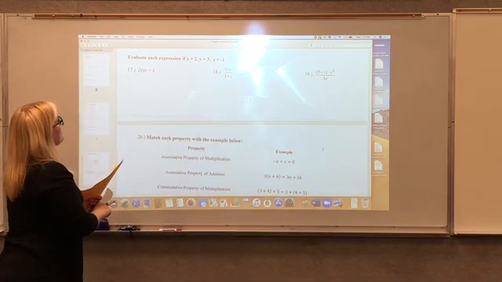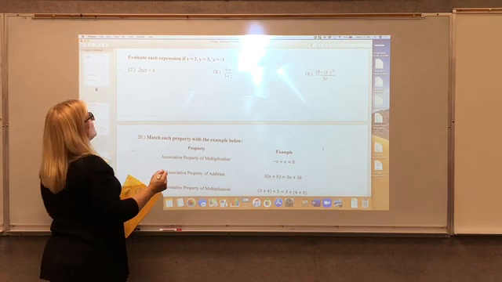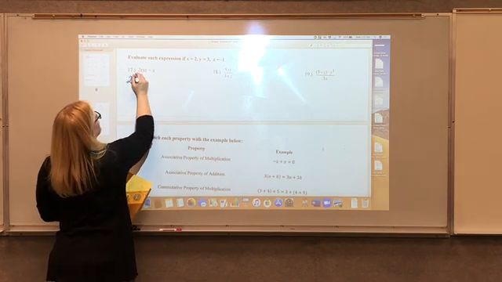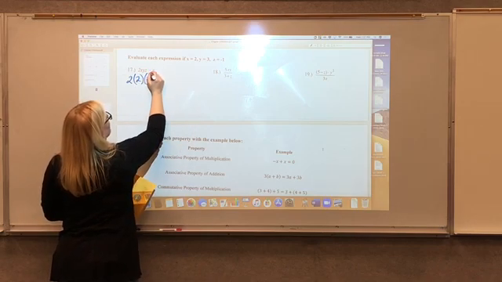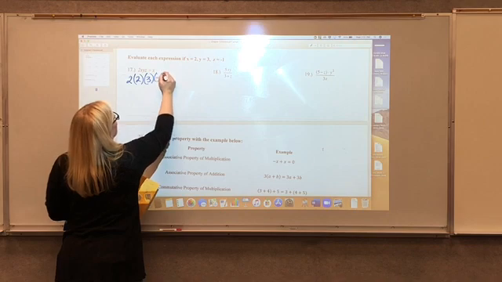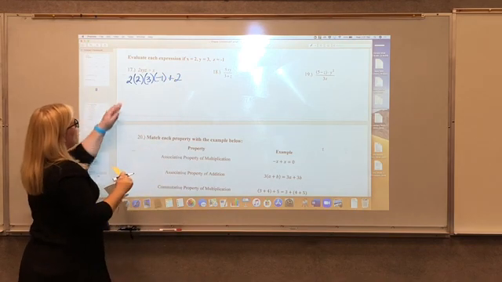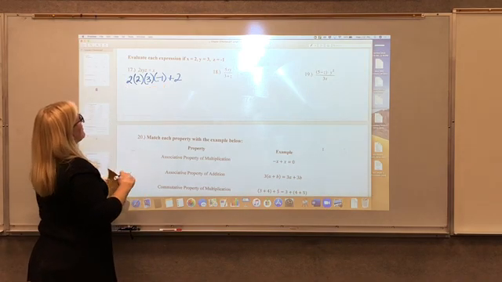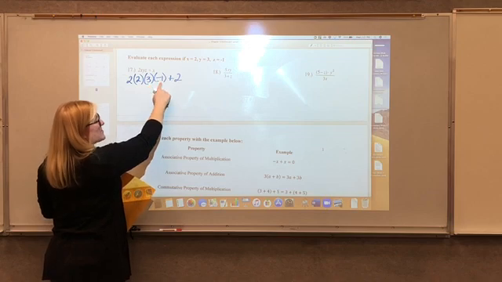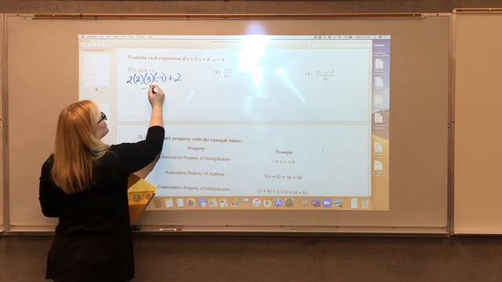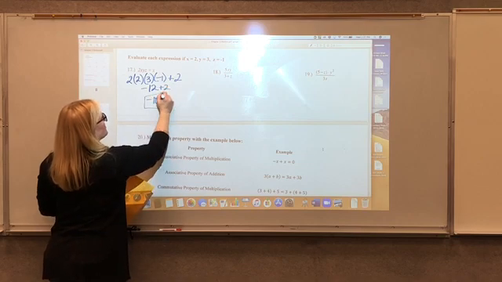2xyz plus x. Wow, that's kind of a lot. But I've got 2 times x, which is 2, times y, which is 3, times z, which is negative 1, plus x, which is 2. Well, if I multiply all these together, I get 2 times 2 is 4, times 3 is 12, times a negative 1 is a negative 12, plus 2, so I get negative 10.